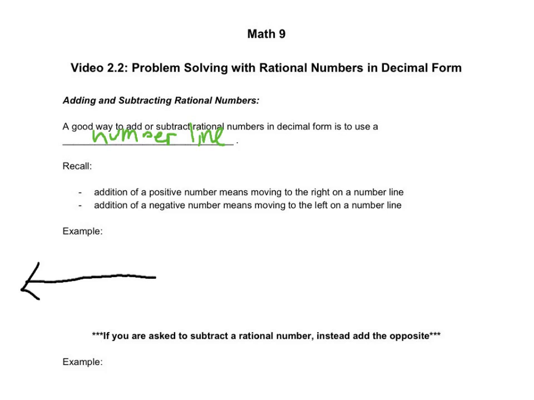So remember, a number line looks something like this. We would have 0 somewhere in the middle, and you'd have your different ticks, right? So if we were going to do a little bit of an example here, you have your positive over there and your negative over here, right?